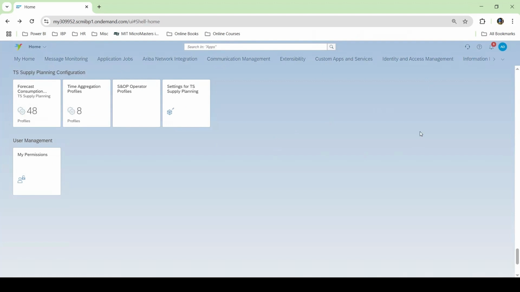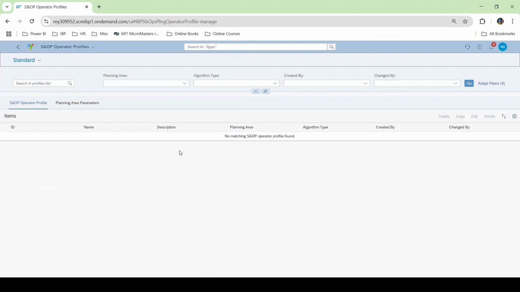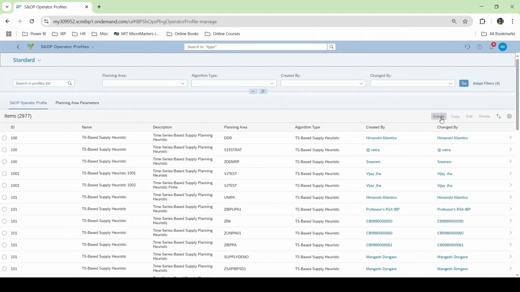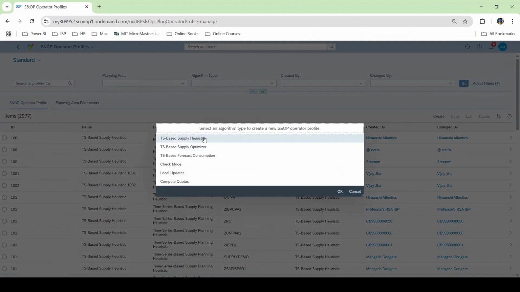So once you are in your IBP environment, you go to this TS supply planning configuration and you get the operators in this SNOP operator profiles tab. So you can click on the create tab, and in the create tab you get an option of TS-based supply heuristics and the optimizer, which are the main algorithms.